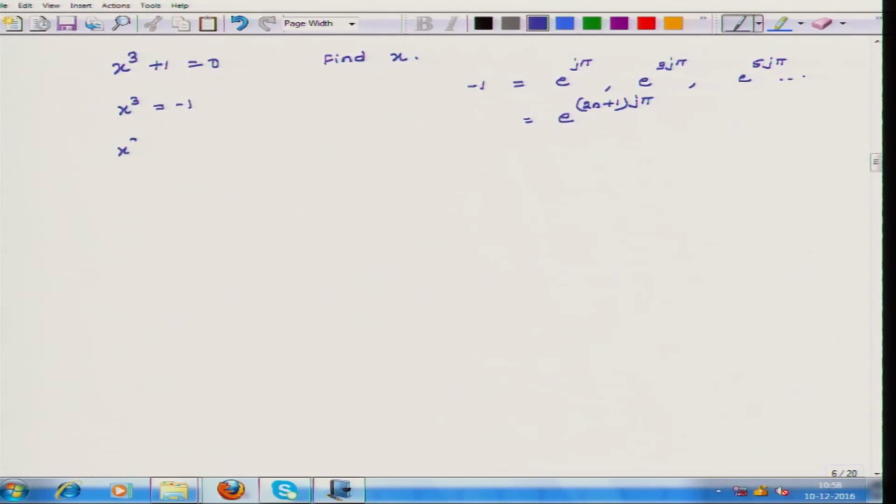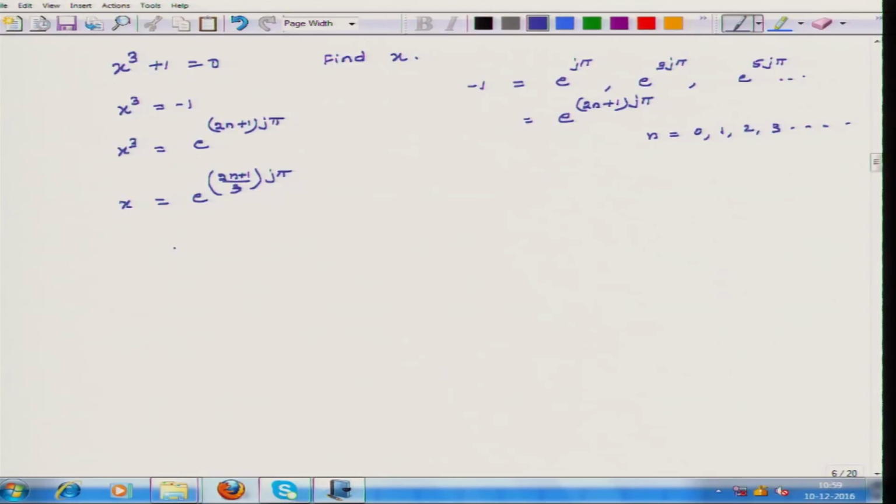So, x cubed is equal to e to the power of (2n plus 1) j pi. So, x equals e to the power of (2n plus 1) divided by 3, j pi. So, here n equals 0, 1, 2, 3, these are integer numbers. They can also be negative actually, it does not matter.